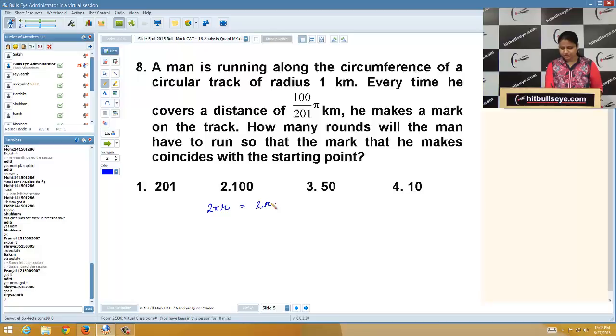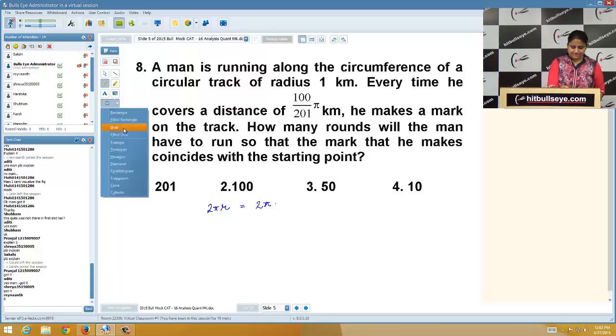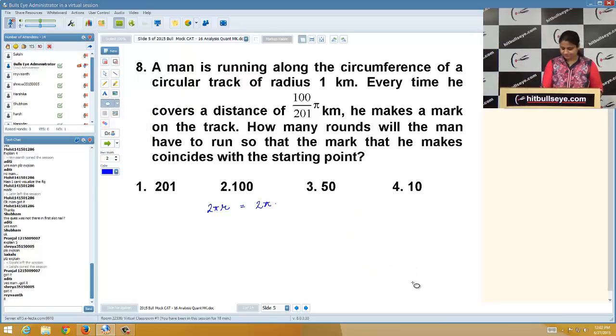It will be 2 pi. Every time he covers a distance of this kilometer, he makes a mark on the track. How many rounds will the man have to run so that the mark that he makes coincides with the starting point? See what is the thing here. First of all, a circular track of length 2 pi is given.